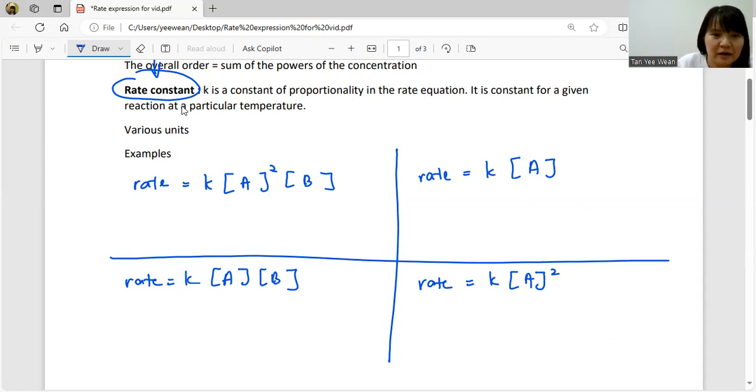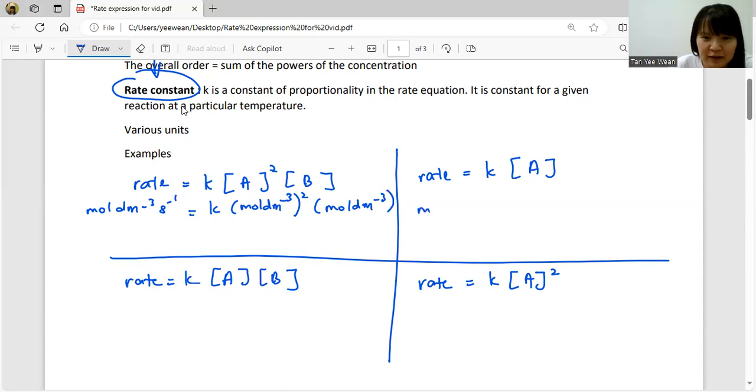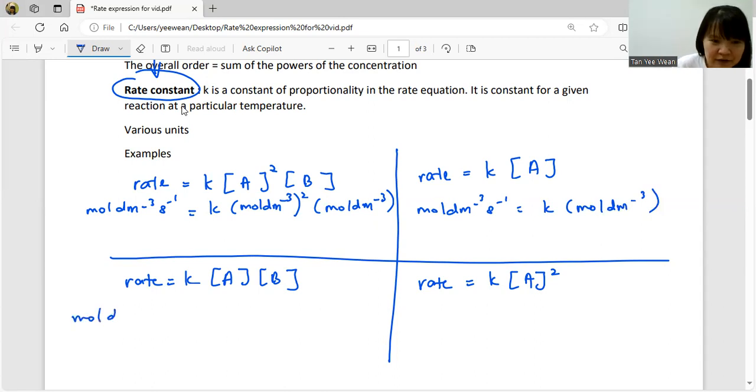Let's try that first. Rate is in mole per dm cube per second. K, we're trying to figure that out right now. And this is in mole per dm cube, and it's squared, and another mole per dm cube. So looking at this, you can figure out what is the unit of the K, right? Okay, this is an easy one. And then I have this. So rate never changes. Rate is just mole per dm cube per second.